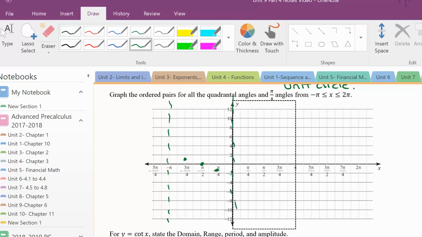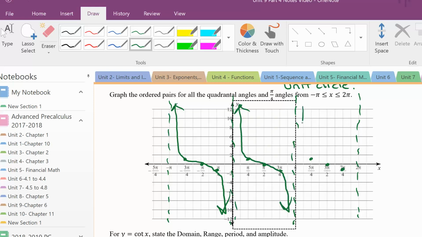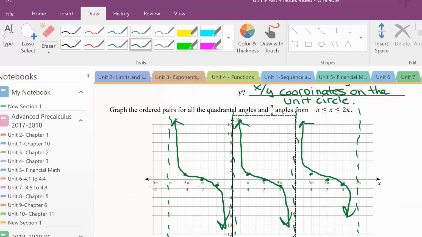There's an asymptote at 0. Pi over 4 is 1. Pi over 2 is 0. 3 pi over 4 is negative 1. And then there's an asymptote at pi. 5 pi over 4 is 1. 3 pi over 2 is 0. 7 pi over 4 is negative 1. And then there's an asymptote at 2 pi. So it goes like this. Down. So it decreases from left to right, whereas tangent is increasing from left to right. So that you get 3 full periods in here.